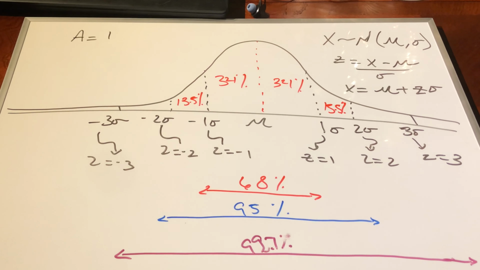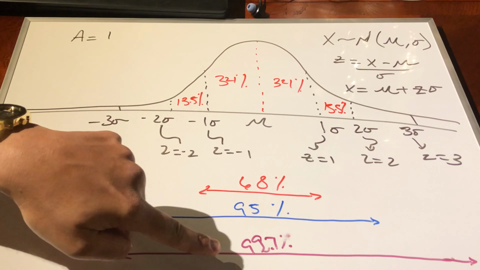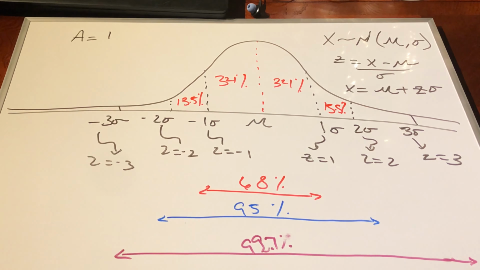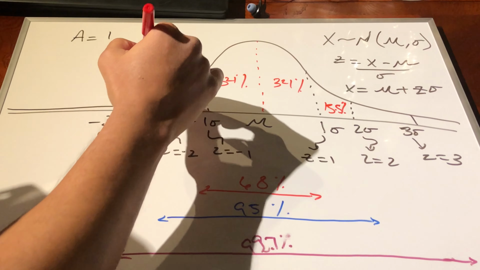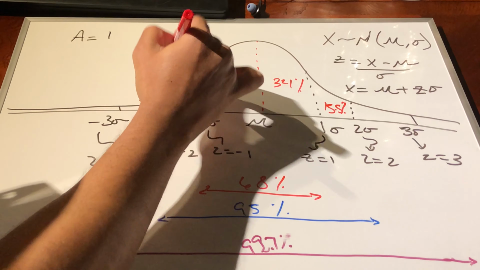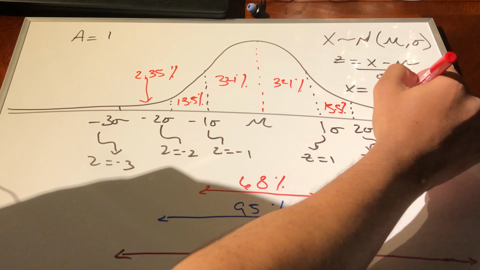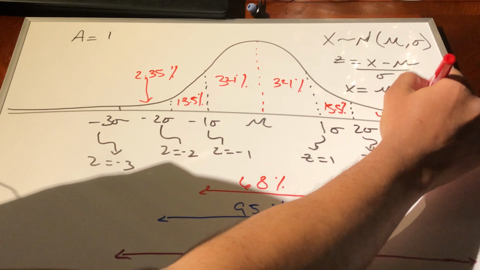Now, the next one, if you can figure it out, within 3 standard deviations, you're going to take 99.7 minus 95. You're going to get 4.7. You divide that by 2. You guys should get 2.35. So in 3 standard deviations, you're going to get 2.35%. So right here, you're going to get 2.35%.